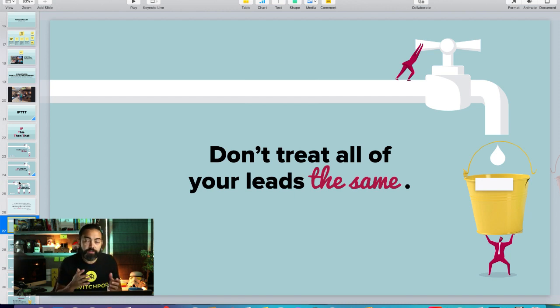Eventually, hopefully sooner than later, we do not want to treat all of our leads, all of our emails, all the human beings on the other end of that email list that we have the same. We do not want to do that. So the question then begs, well, how do we determine what these different buckets are?